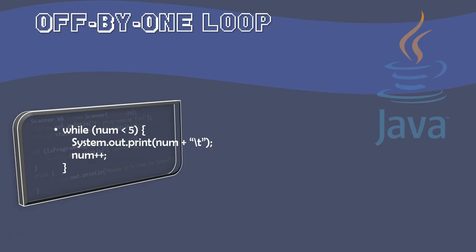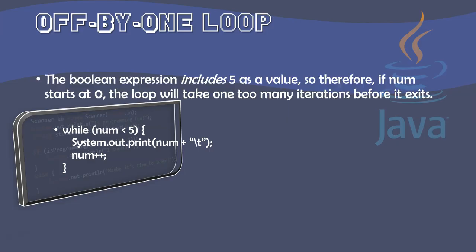So with this off by one loop that we are looking at here, how do we fix this? Well, if you remember, there's a Boolean expression. It includes 5 as a value. So therefore, if num starts at 0, the loop will take in 1 too many iterations before it exits. And so we change that iteration.